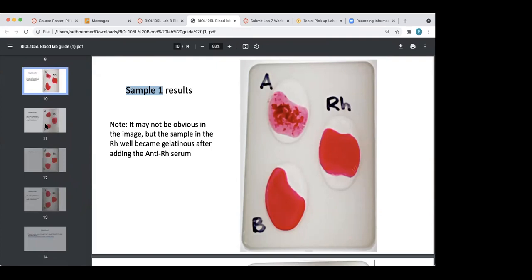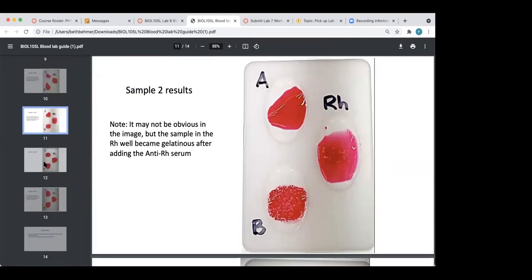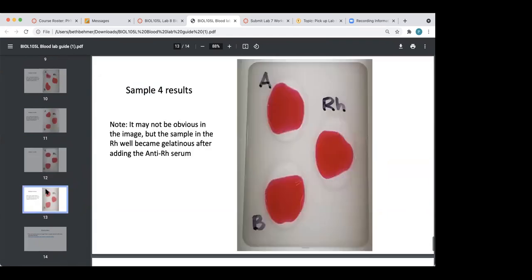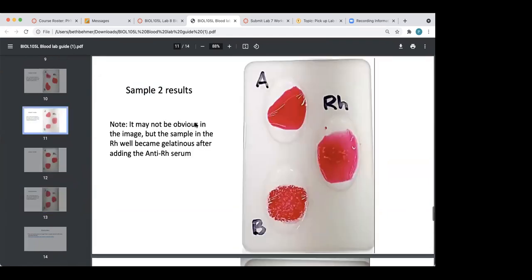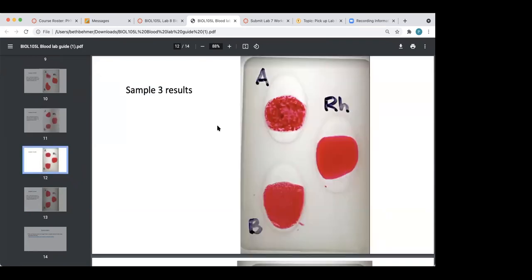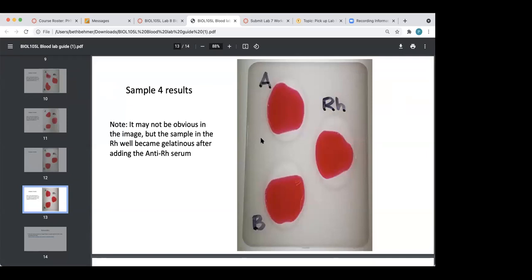Then you'll go through this 3 more times with sample 2, sample 3, and sample 4. Again, if you see agglutination, in this one I think it's just showing agglutination in B. Wherever you see agglutination, that will give you the blood type. RH is a little hard to see, but it's becoming gelatinous, and it's not agglutinating. Here's sample 3 results. It looks like it's agglutinating in A and B. And sample 4 results, it doesn't look like there's agglutination in any.